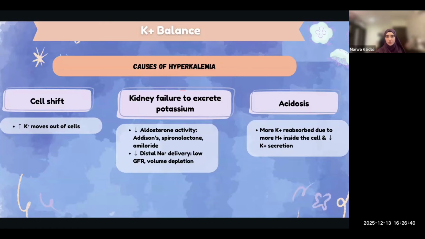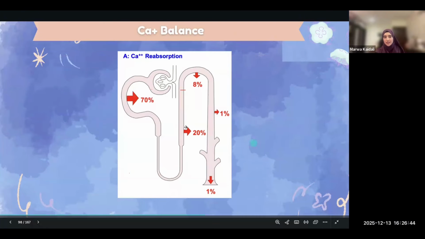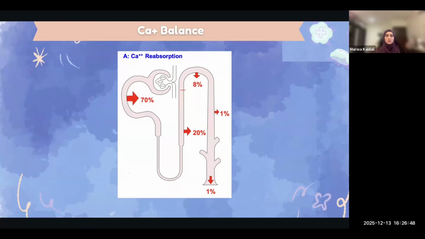Okay. So now we're done with potassium balance, alhamdulillah. We're going to move on with our last ion, which is calcium. So now we're going to talk about calcium balance. As you can see over here, we have calcium reabsorption in the proximal tubule, in the thick ascending limb, in the distal tubule, and in the collecting duct.